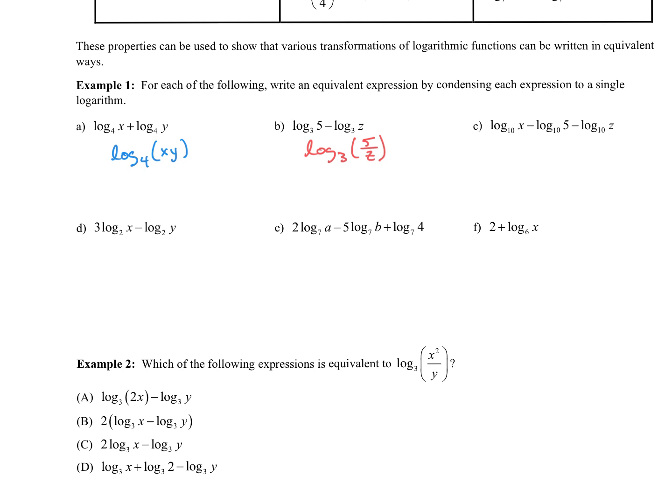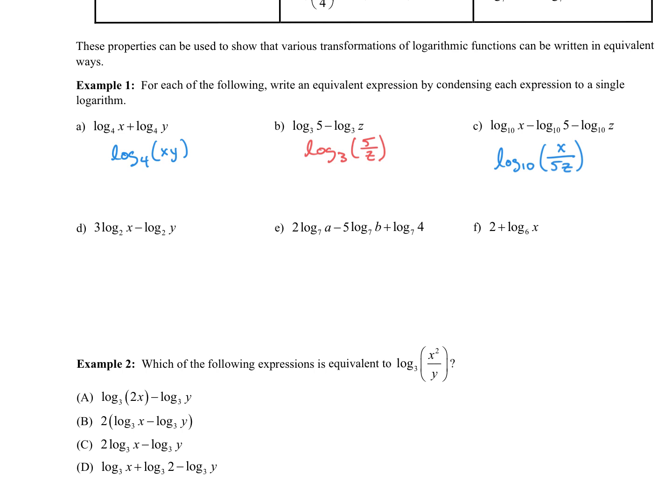All right, let's look at part C now. And so now I have all of these. And so I have minus log 5 and minus log z. And so now, who gets to stay up top? X. Who gets to go to the basement? 5z. All right. Pretty good so far? Cool. Let's look at part D now.